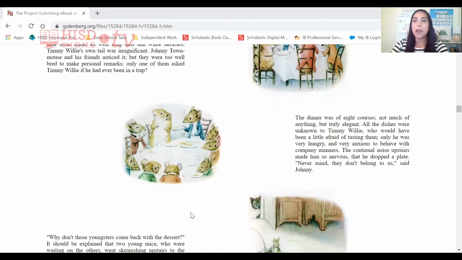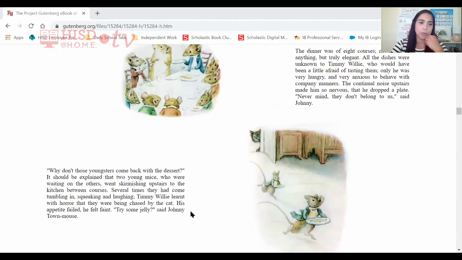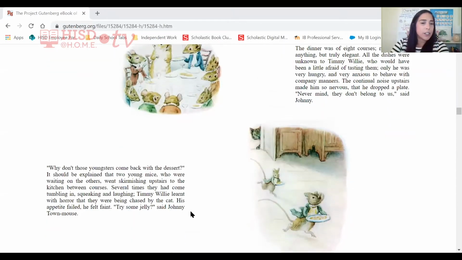The dinner was of 8 courses, not much of anything, but truly elegant. All of the dishes were unknown to Timmy Willy, who would have been a little afraid of tasting them, only he was very hungry and very anxious to behave with company manners. The continual noise upstairs made him so nervous that he dropped a plate. Never mind, they don't belong to us, said Johnny. Why don't those youngsters come back with the dessert?